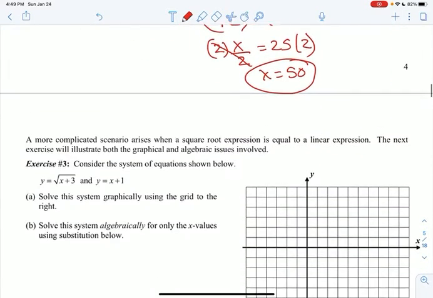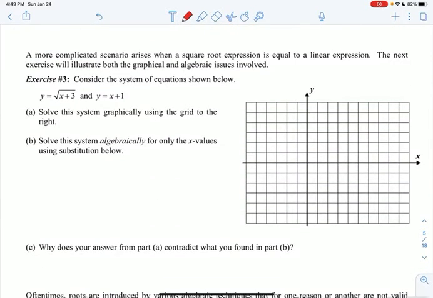All right. Number 3, a more complicated scenario arises when the square root expression is equal to a linear expression. The next exercise will illustrate this. So consider the system of equations shown below. I want to solve it graphically.